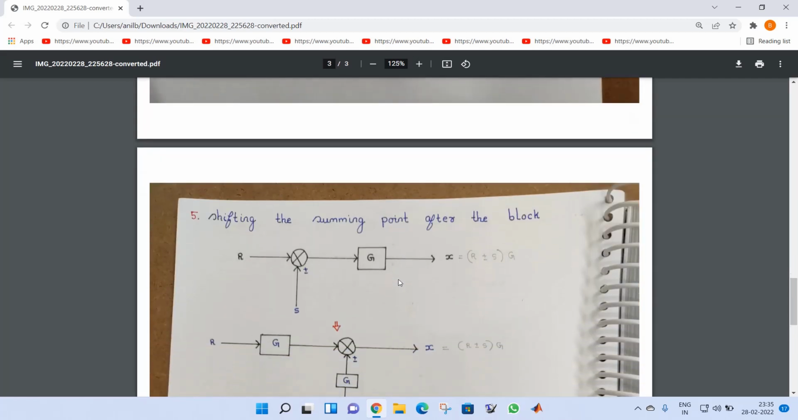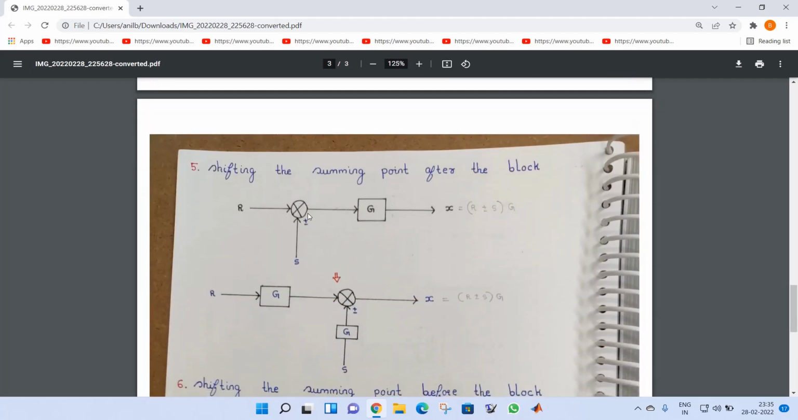Now coming to the next rule. Like the takeoff point, we have the summing point. This summing point, I'm shifting after the block. So what changes are we going to observe? If you see the output here, we have R plus S into G. When we shift the summing point after the block, the final answer should also be the same. Here you can see R into G, so for S also we need to add block G. Only then will the final answer be the same. So do remember that when we shift the summing point after the block, we have to add an additional block G.